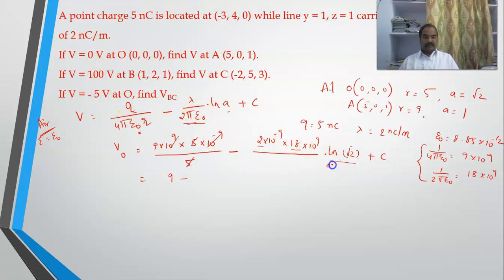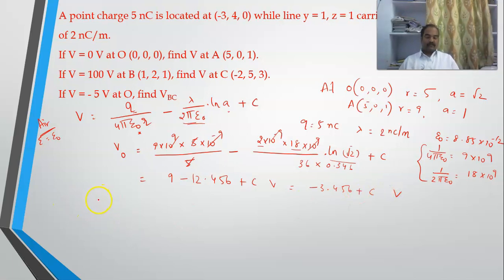Its value is 0.346, and both will get cancelled, right? So 0.346 into 36 gives 12.456. So we get 12.456 plus C volts. The answer here is minus 3.456 plus C volts. This is the voltage at the origin.